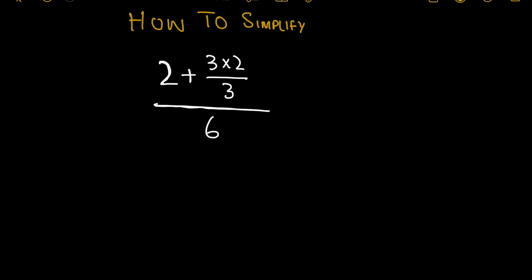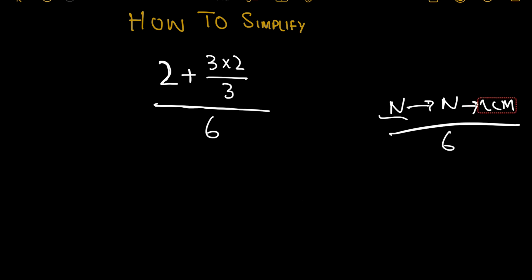So first of all, we simplify the numerator. In the numerator, we first simplify the numerator, and then find the LCM. Then we solve the whole expression with the denominator. So let's go and solve this example.